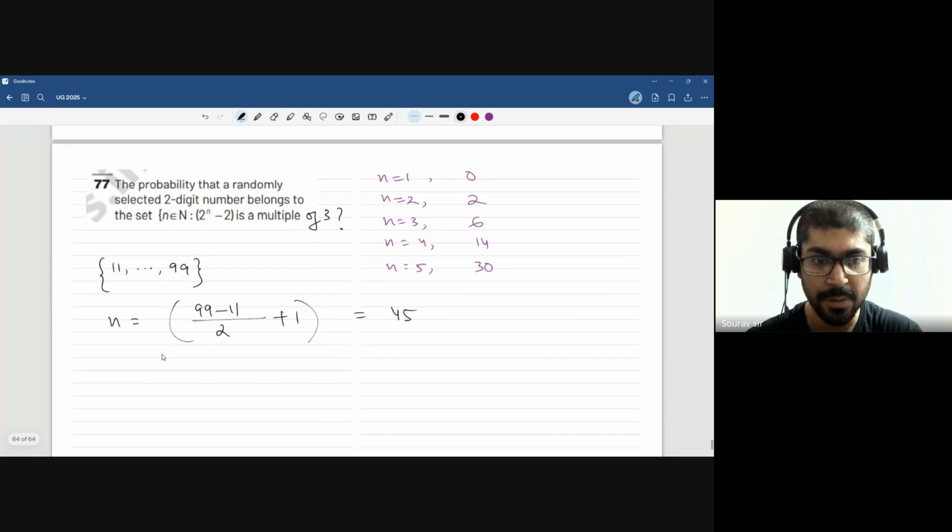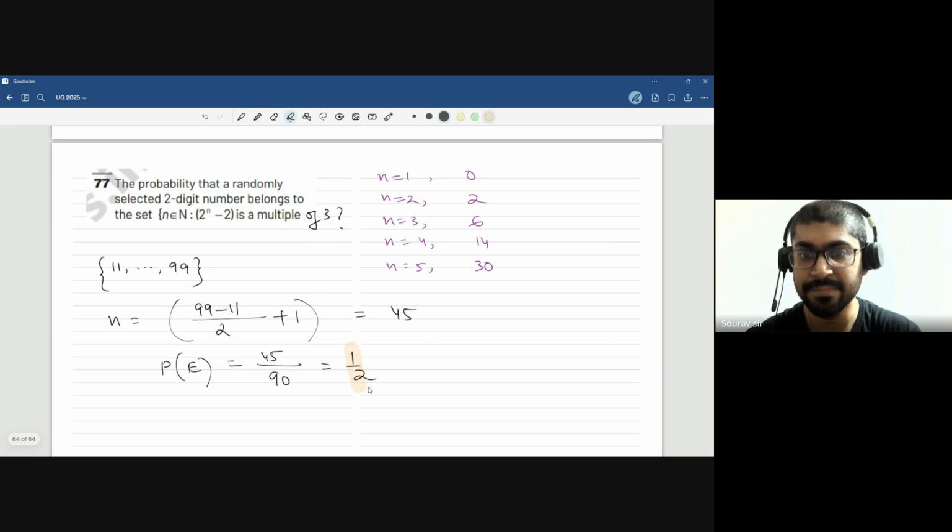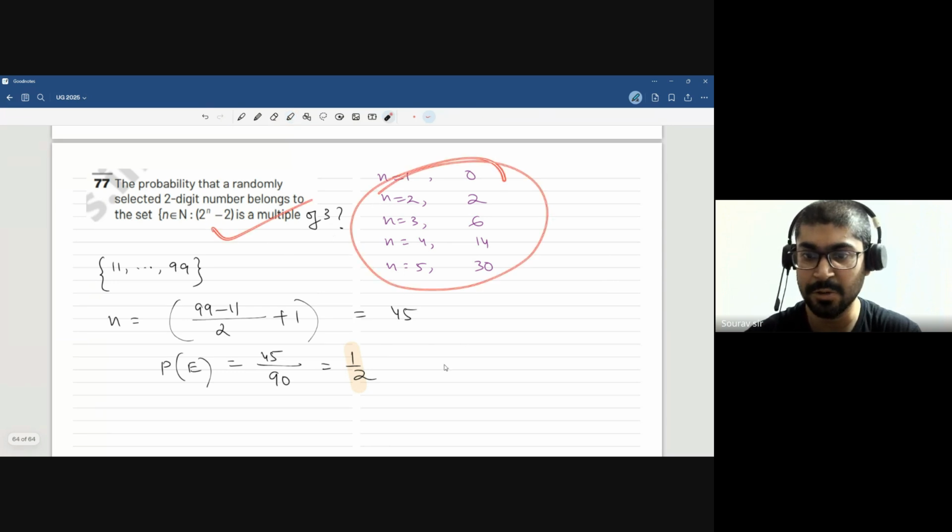So what is the probability? Probability of the event will be equal to 45 by how many total numbers are there? That will be 99 minus 10 plus 1. So including 10, there will be a total of 90, right? So 45 by 90 is equal to half. This is the way in which you would be writing it in the exam. But as soon as you observe that only odd numbers give you this, you can write half.